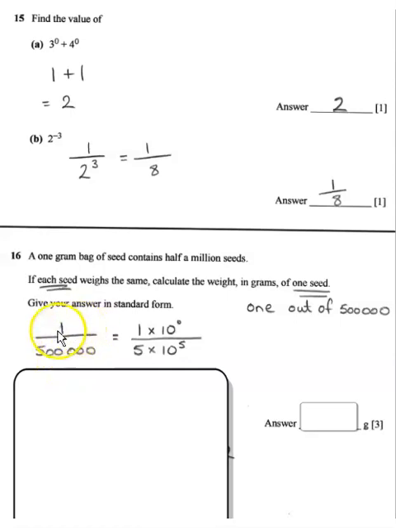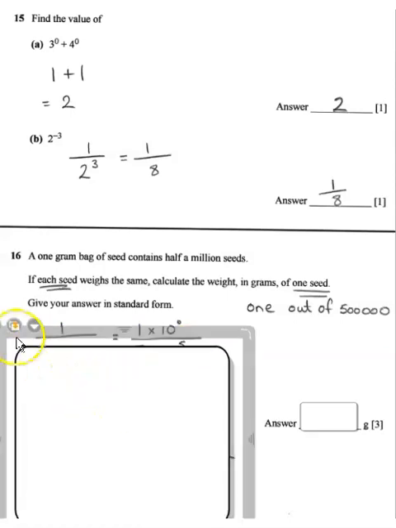Now to change 1 into standard form, it's just 1 times 10 to the power of 0, because 10 to the power of 0 would just be 1. Anything to the power of 0 is 1. So 1 times 1 is 1. So that just gives you the value of 1, but it's in standard form. Then you've got 500,000, which gets changed to 5 times 10 to the power of 5, because you can see there's 5, the point would be here, and there's 5 numbers after that. So 1, 2, 3, 4, 5. So 5 times 10 to the power of 5.